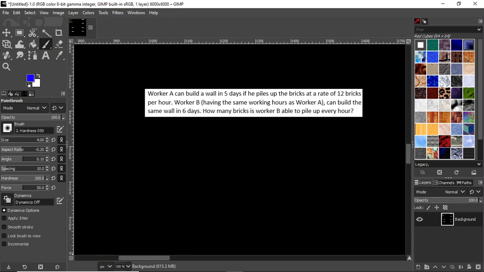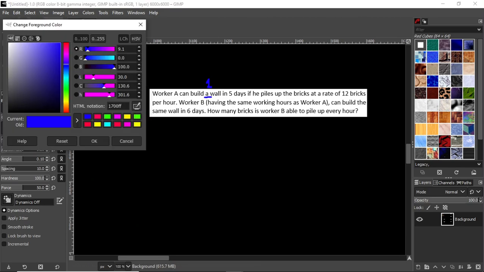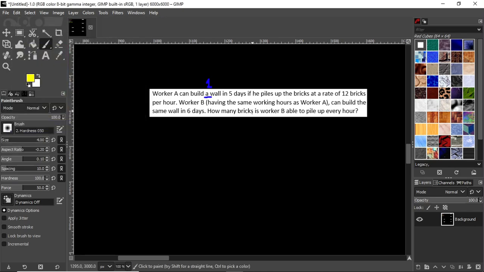All right, so I have this problem on hand. Worker A can build a wall in 5 days if he piles up the bricks at a rate of 12 bricks per hour. So I'll highlight this now, a wall, that's one wall. Worker B, having the same working hours as worker A, so we don't have to worry about some difference in shift or anything, can build the same wall in 6 days.